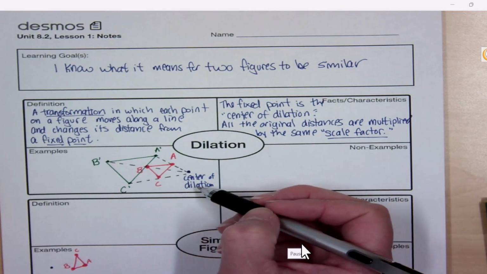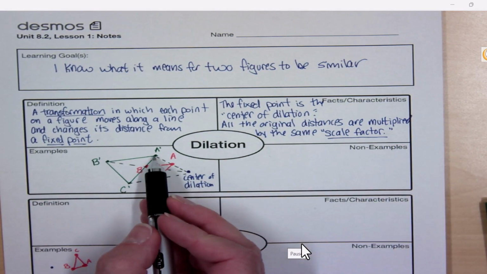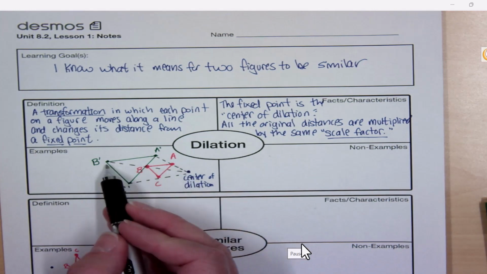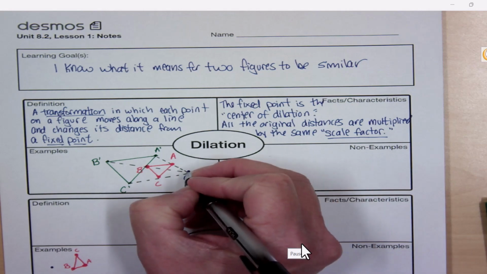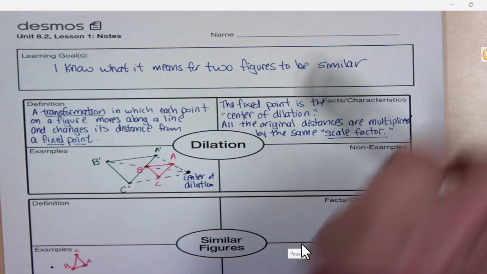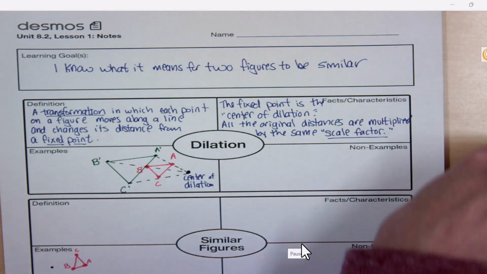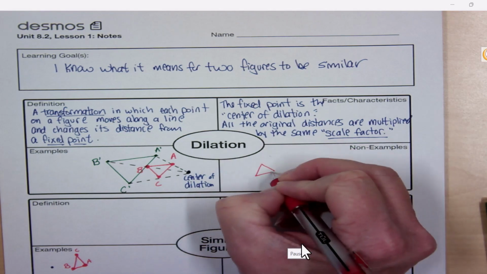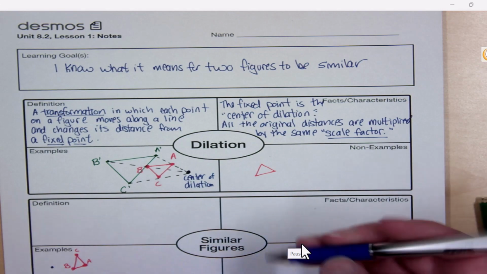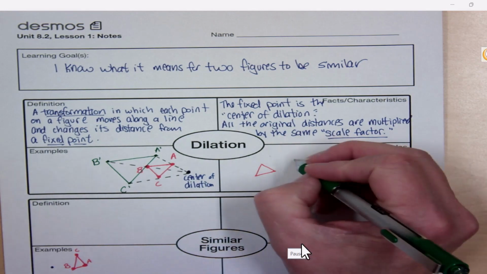So that's our center of dilation. And I also want you to notice that if I were to line up all of these corresponding vertices, they would intersect at one point, that center of dilation. I think it's a little silly to make some non-examples, but we'll do it. Let's do a triangle, and a triangle that's clearly not the same shape.